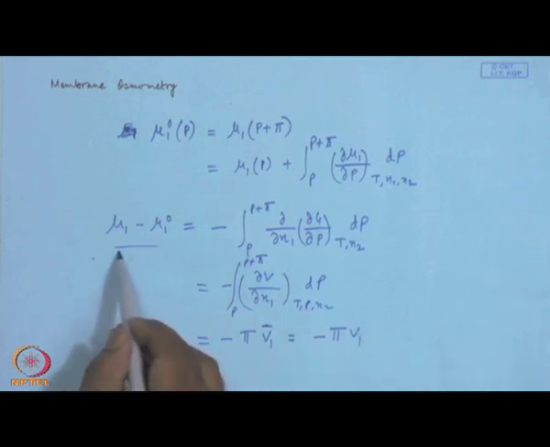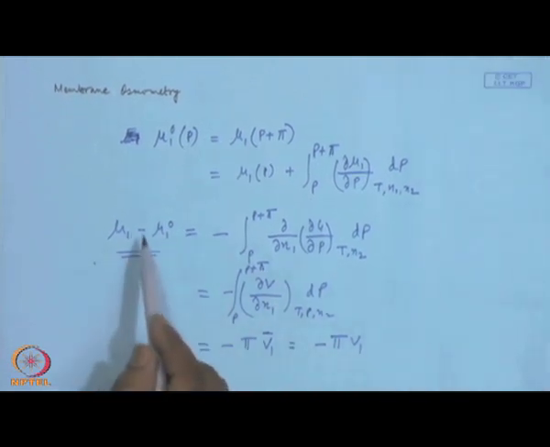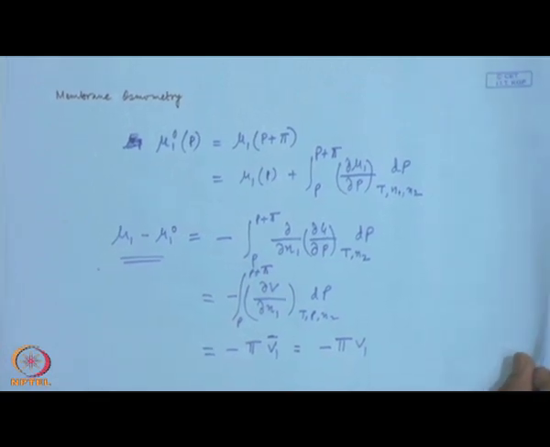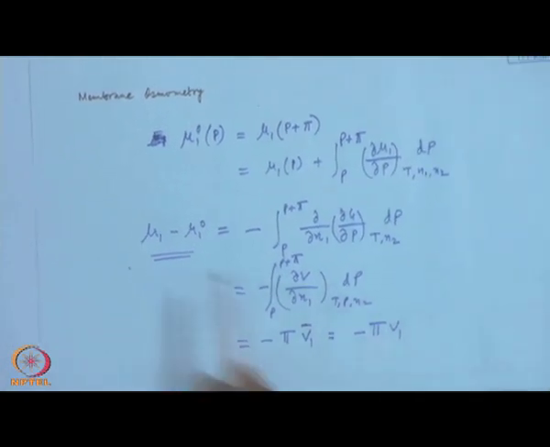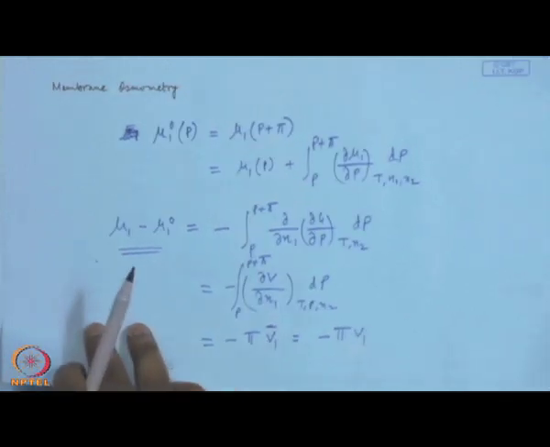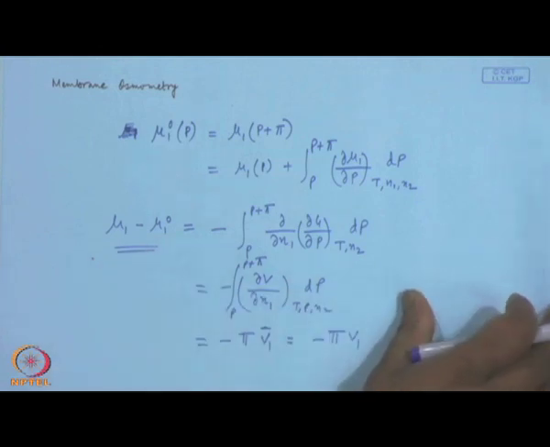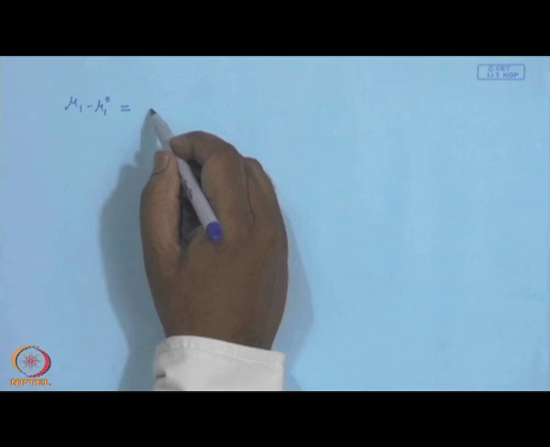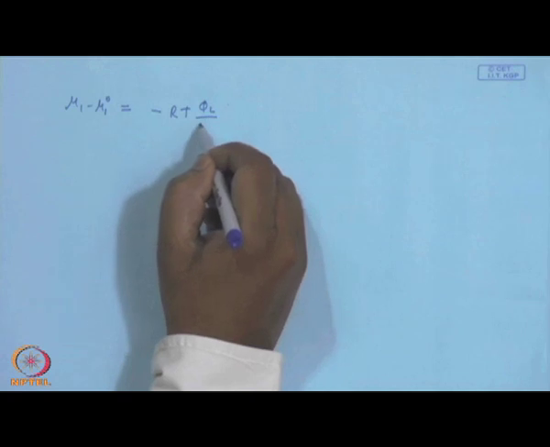Now, this term we have already determined from the Flory-Huggins equation in an earlier lecture, and this is equivalent to, if you can recollect from your knowledge, this term mu 1 minus mu 1 0, which is minus R T phi 2 x.